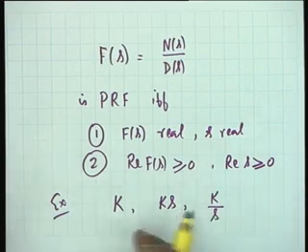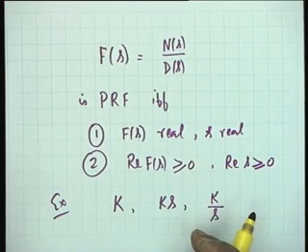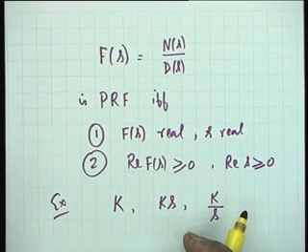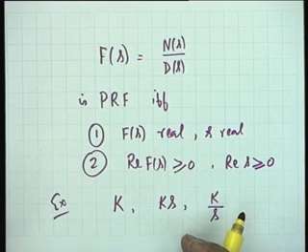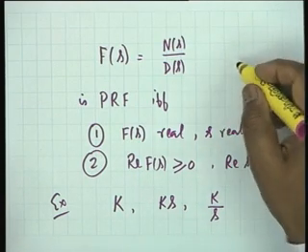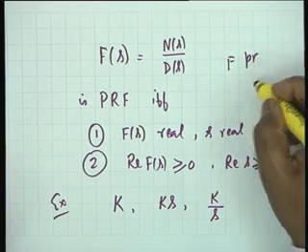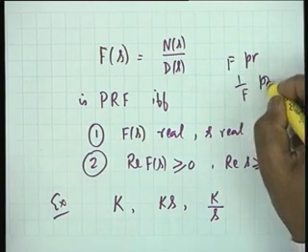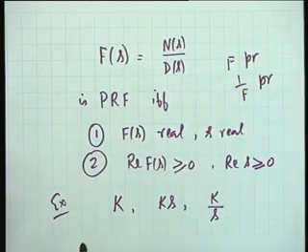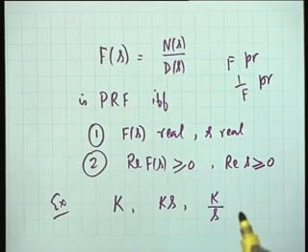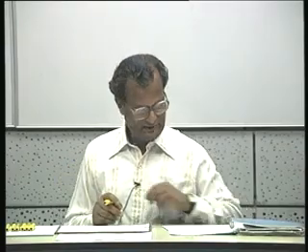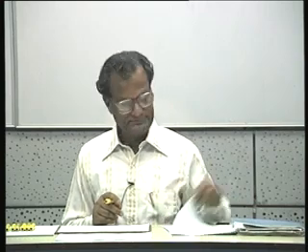We also showed that the sum of two PR functions is PR. So, any combination of them either in series or in parallel or parallel series would be PR, and for that we showed that if f of s is PR, then so is 1 over f, and therefore a parallel combination which consists of the sum of two admittances is also PR. And then we tried to motivate why we should study PR functions.